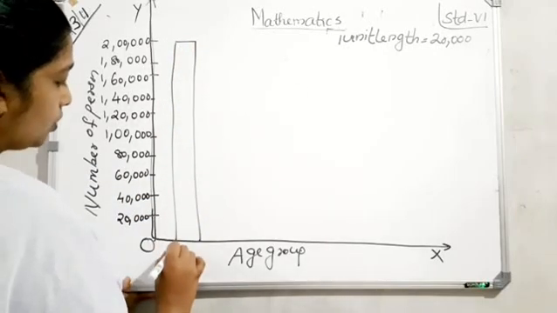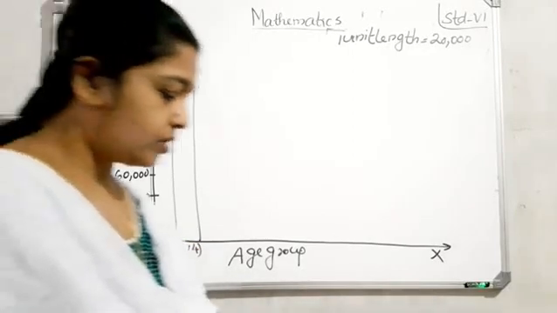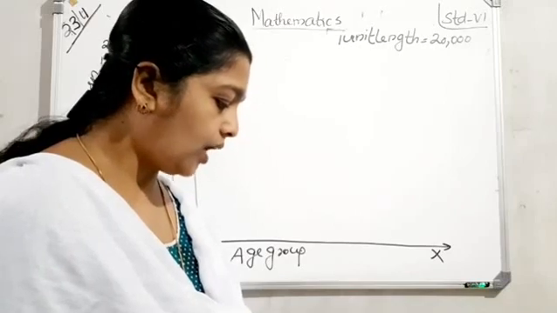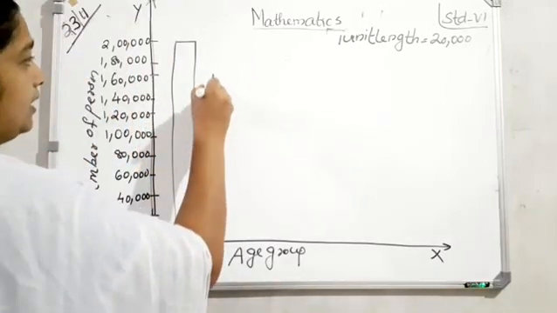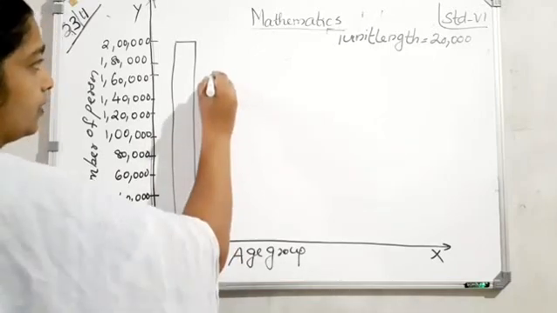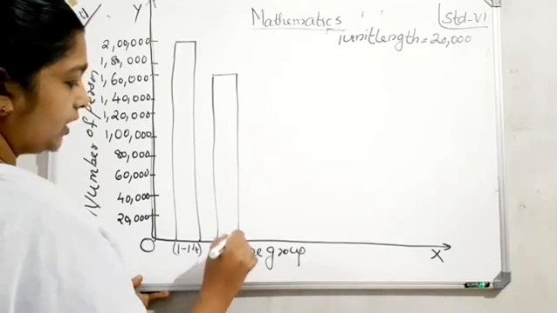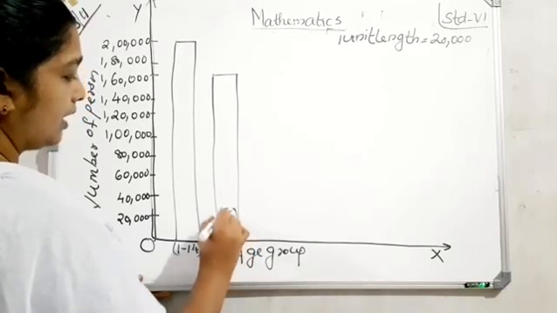This is the age group of 1 to 14. Next one, 15 to 29, that is 1,60,000. Where is 1,60,000? Here, that is how we can draw. 1,60,000, that is the age group 15 to 29.